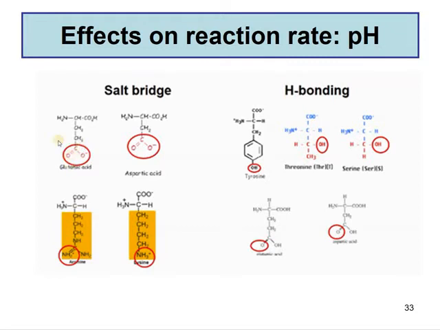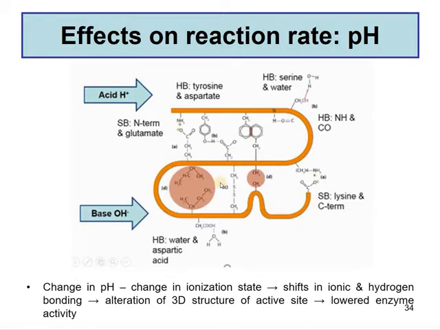So it then affects the salt bridge because the salt bridge is between negative and positive. It also affects the hydrogen bonding that's taking place. Remember we also mentioned that hydrogen bonding also takes place between the side chains in the tertiary structure and even in the secondary structure. So what happens?